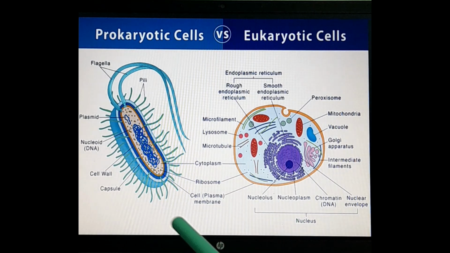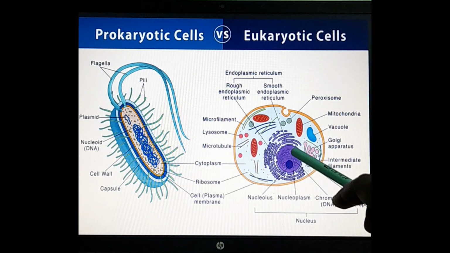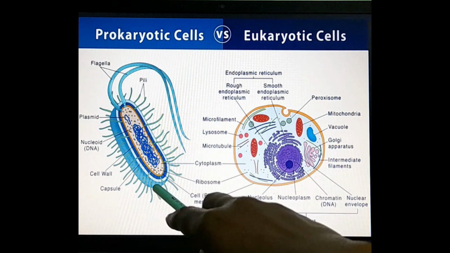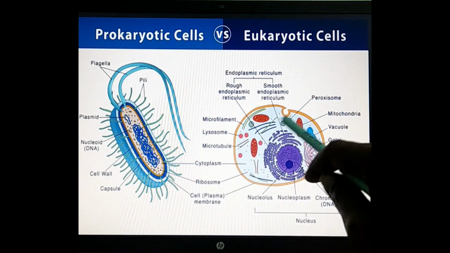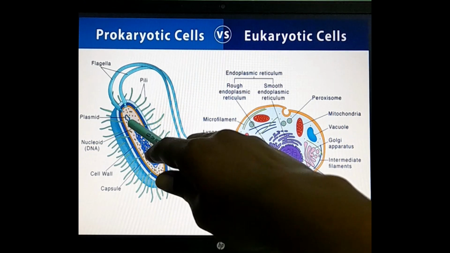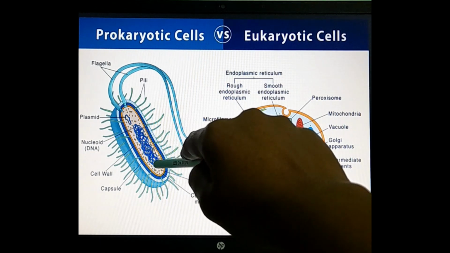There are two types, prokaryotes and the other is eukaryotes. Prokaryotes, we can say, have very simple structures. So many organelles are absent here. But eukaryotes have compact, complete structures. So in this picture we can see this is the DNA. This is the plasmid. This is the DNA. But DNA is not covered by any membrane.